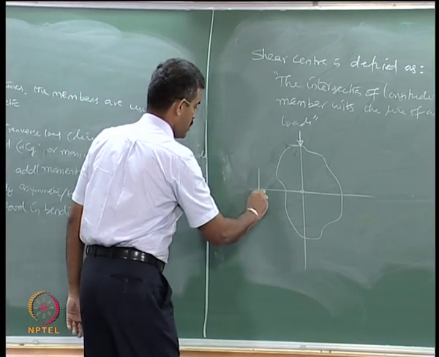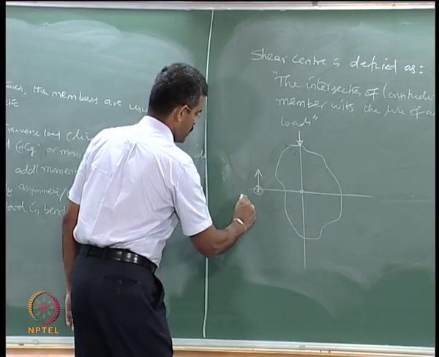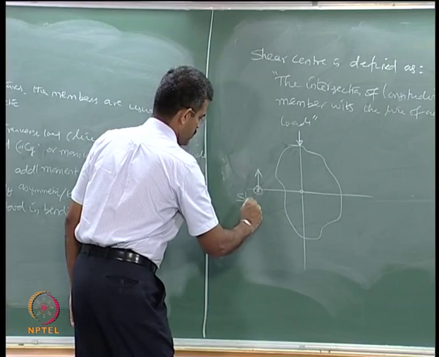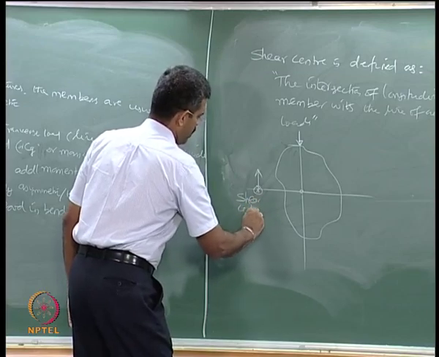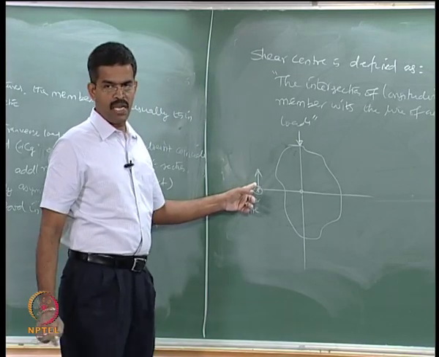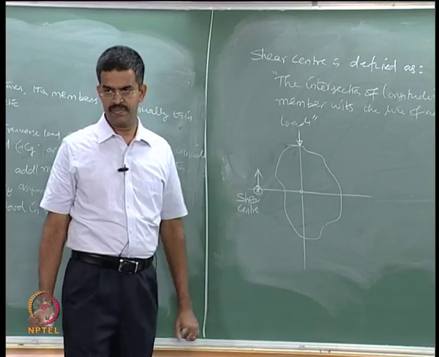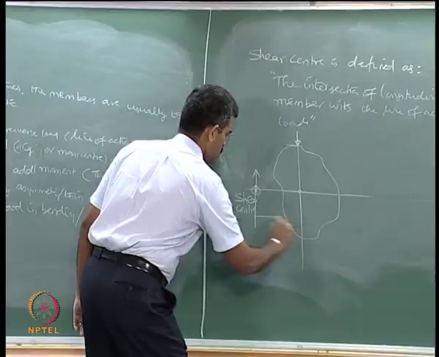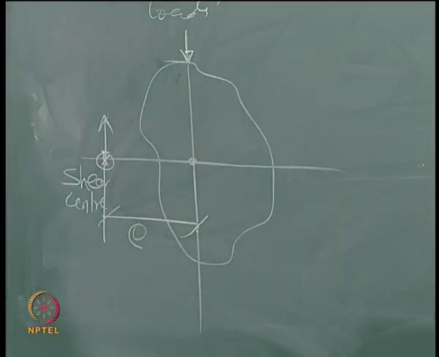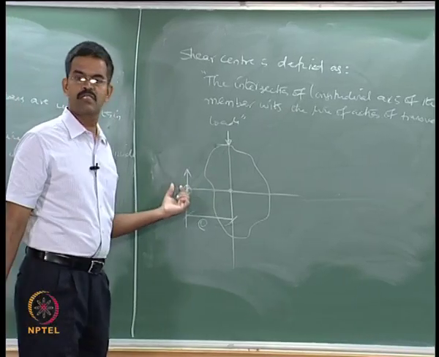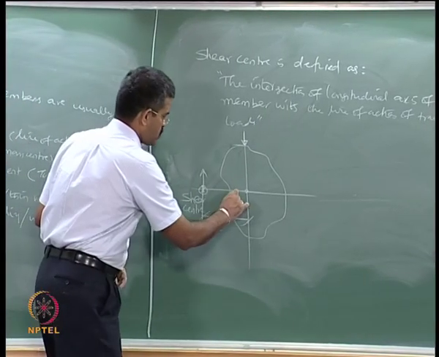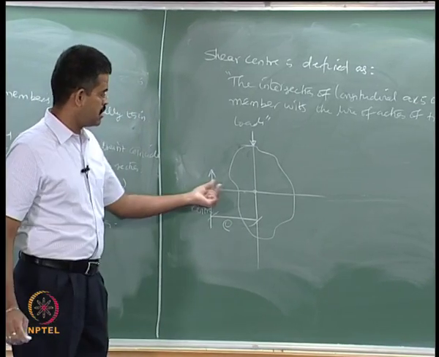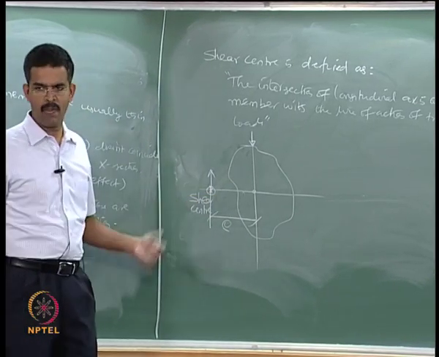Whereas this point is what we call the shear center, because this is the point where the line of action of lateral loads is acting. The difference between these two is what we call E. It may lie inside the section, it may lie outside the section also. I will show you. The shear center may lie here, it may lie outside also.